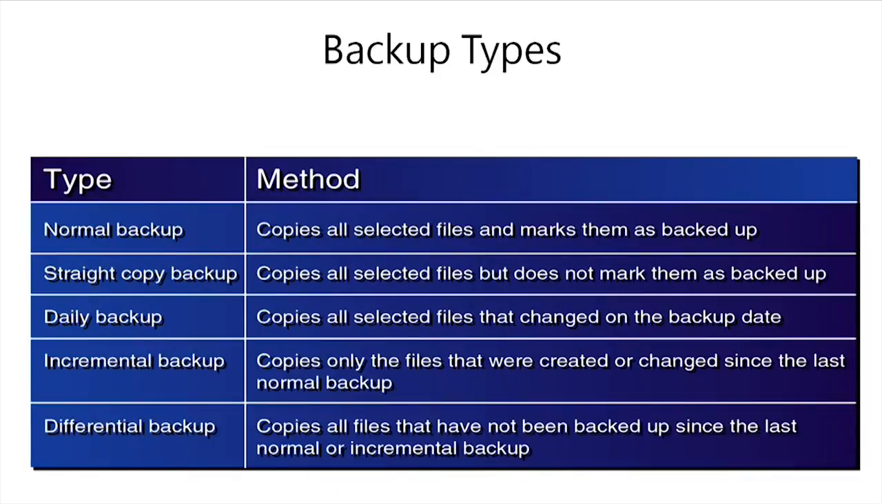So, types of backups. A normal backup copies all selected files and marks them as backed up. A copy backup copies all selected files but does not mark them as backed up. A daily backup copies all selected files that changed on the backup date. An incremental backup copies only the files that were created or changed since the last normal backup. And a differential backup copies all the files that have not been backed up since the last normal or incremental backup. You need to know these for the test. You will see a lot of questions about this.